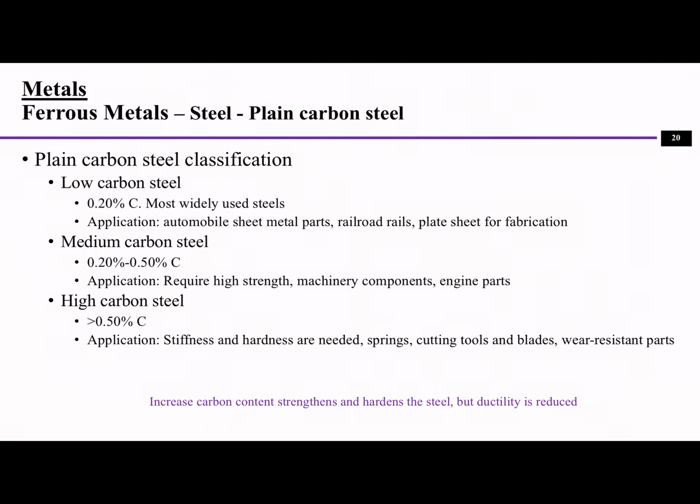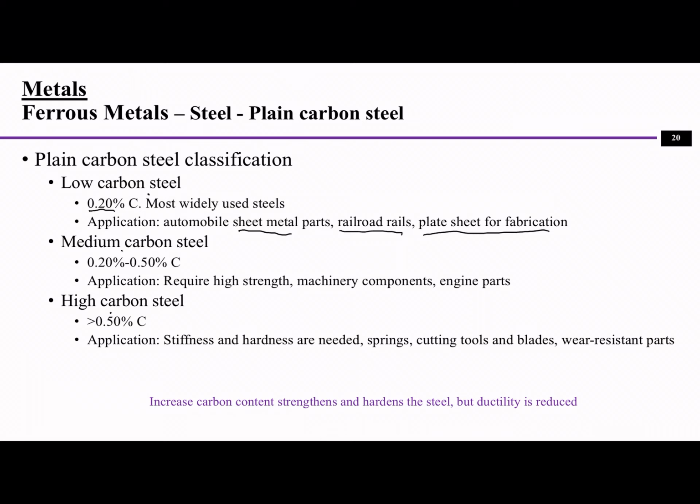Within this kind of plain carbon steel, you can also classify them into three major categories: low carbon steel, medium carbon steel, and high carbon steel. For low carbon steel, usually that's about 0.2% carbon. It's also the most widely used steel in industry, and applications can be car sheet metals, railroad rails, and also plate sheet for different fabrications.